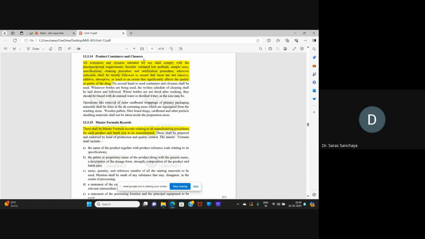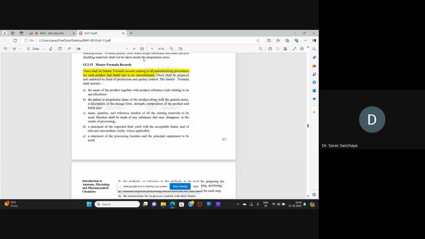Then product containers and closures. All containers and closures intended for use shall comply with the pharmacopoeial requirements. Suitable validated test methods, sample sizes, specifications, cleaning procedures, and sterilization procedures, wherever indicated, shall be strictly followed to ensure that these are not reactive, additive, absorptive, or leach to an extent that significantly affects the quality or purity of the drug. No second hand or used containers and closures shall be used.